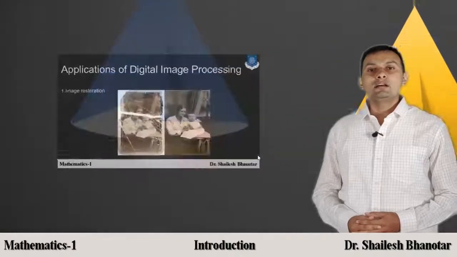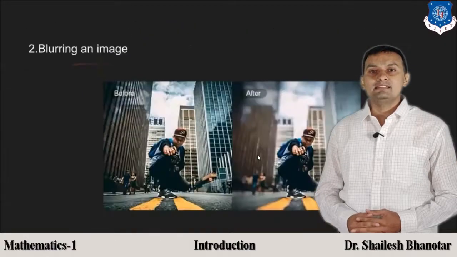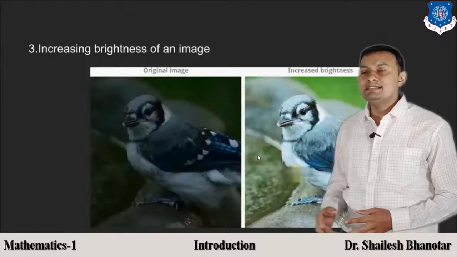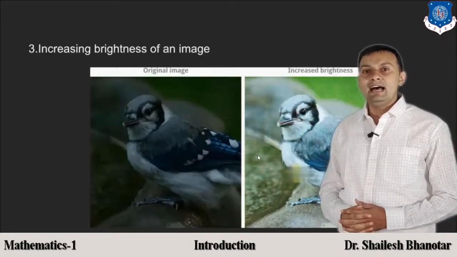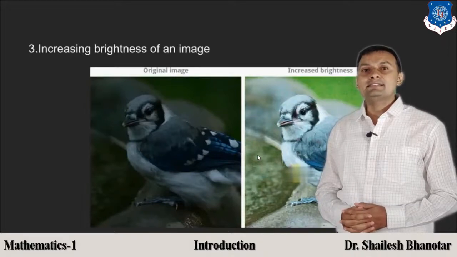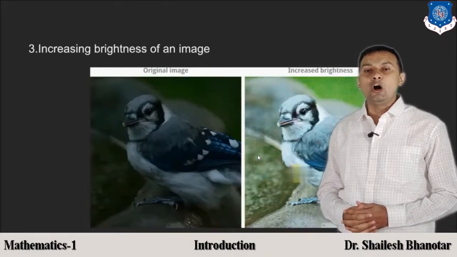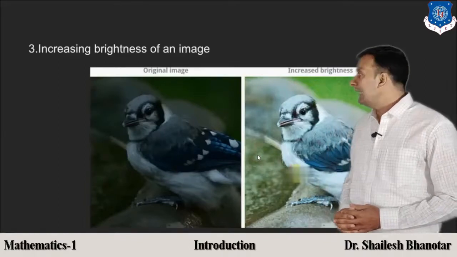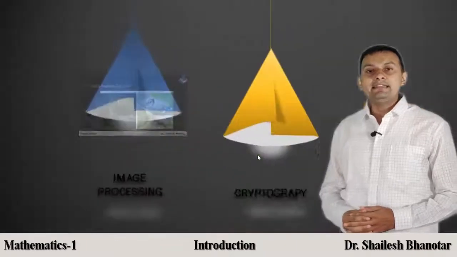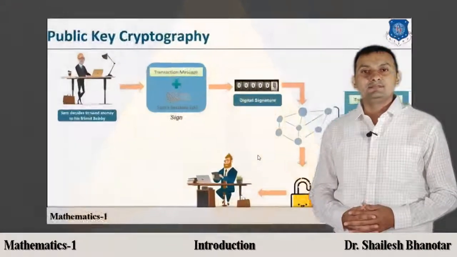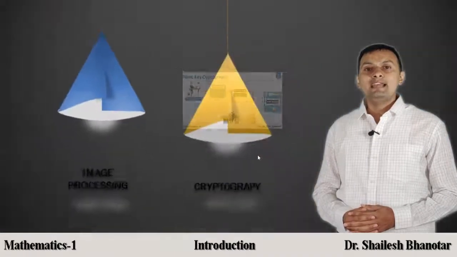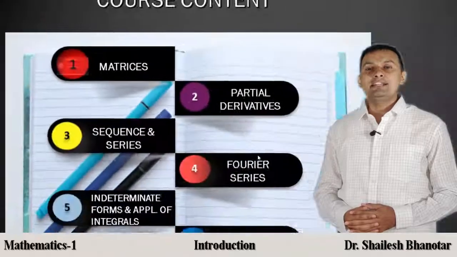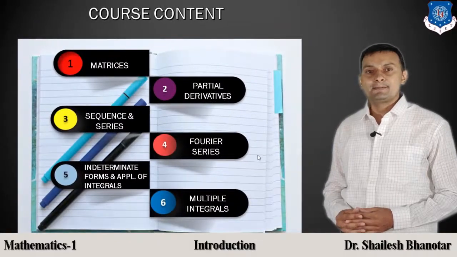Now let's have a look at the application of matrices. First one is image processing. Here images are represented as matrices and matrix operations are applied to obtain different results such as resolution, blurring an image, increasing or decreasing its brightness, etc. It is also used in cryptography. We can encode and decode the secret code using matrices.